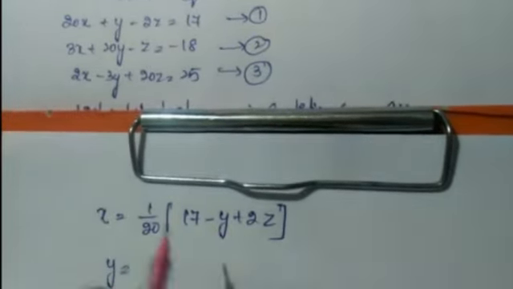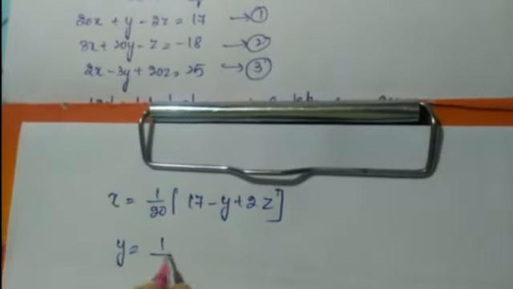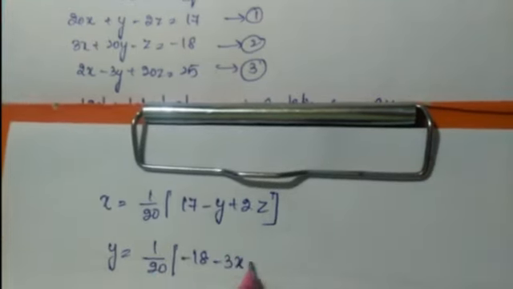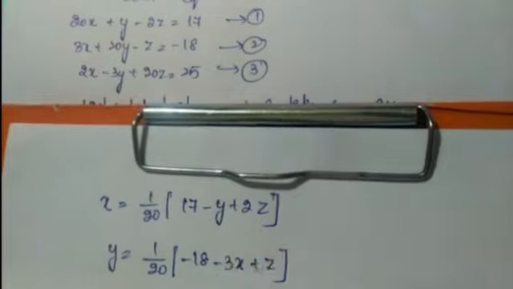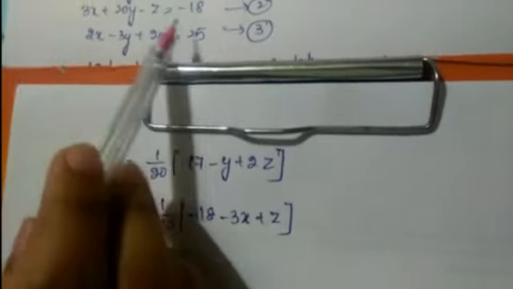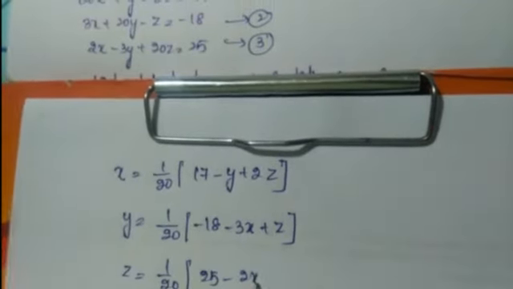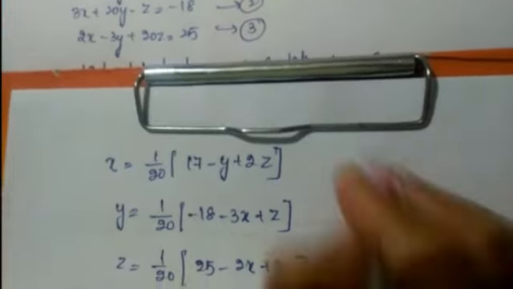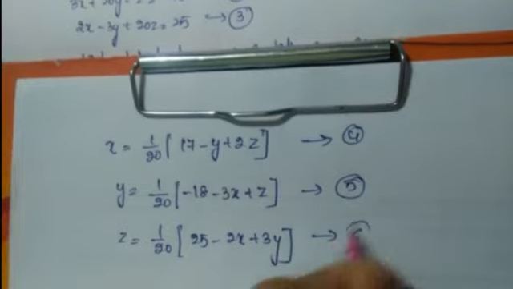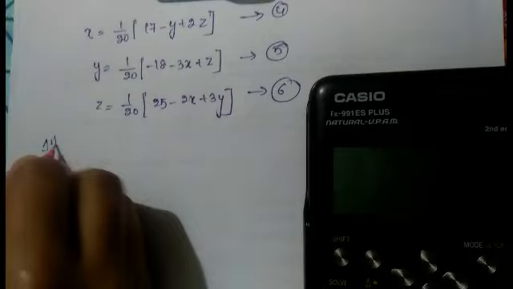Then similarly from the second equation, y = 1/20 (-18 - 3x + z), and then z = 1/20 (25 - 2x + 3y). Let these be equations 4, 5 and 6. It starts with the first iteration.